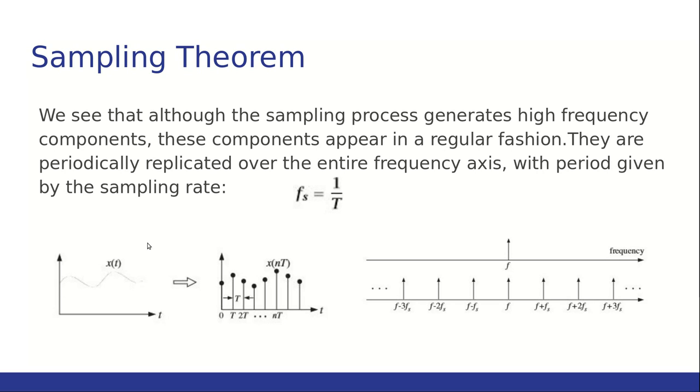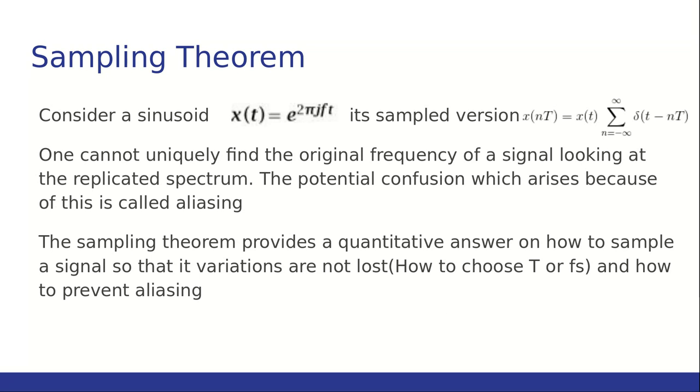Here we can see the effect of sampling on a signal x of t. Let's try to understand the replication of frequencies using a sinusoid. x of t is equal to e power 2 pi j f t, where f is the frequency of the sinusoid. Its sampled version, x of nT, can be represented as the product of an impulse train, where the impulses are separated by a time period T, and the original signal x.